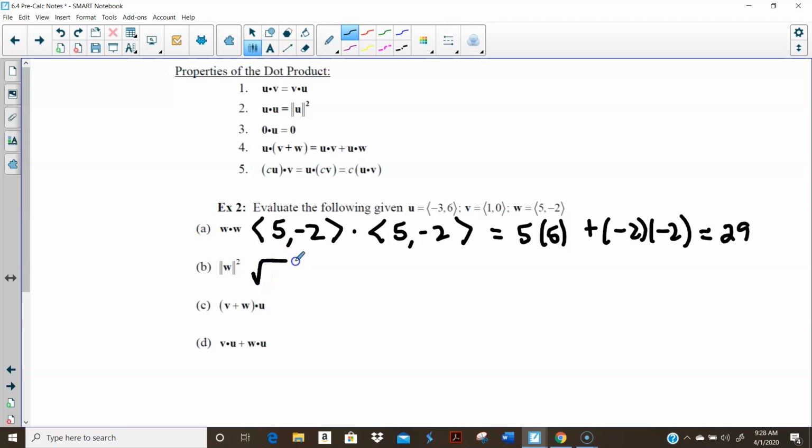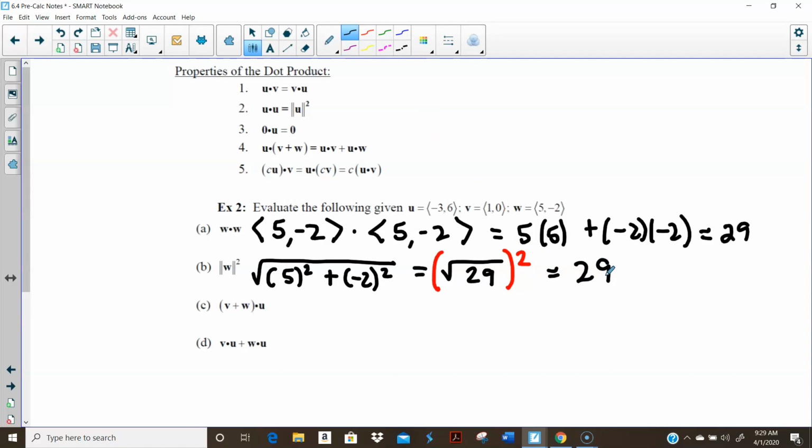So to find the magnitude of vector w, you're going to do the square root of 5 squared plus -2 squared. And that's going to give us the magnitude. So that's going to be the square root of 29. And now we want to take the magnitude and we want to square it. So we're going to take that value and square it, and it's going to give us 29. Therefore, A equals B in those two examples, proving number 2.